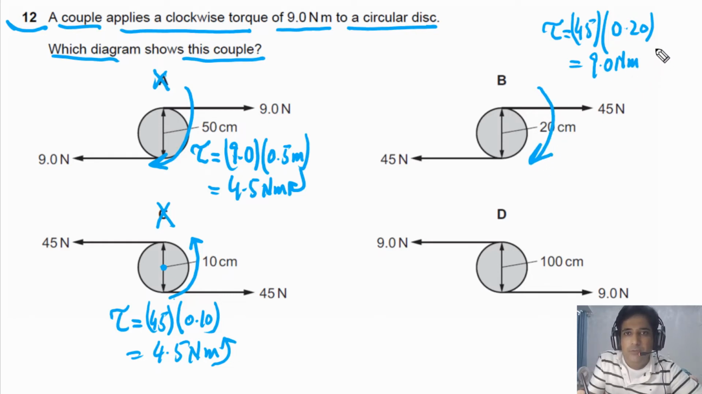Clockwise. This is what the question was asking us to calculate. This is 9.0 and this is clockwise, so this is the right answer.